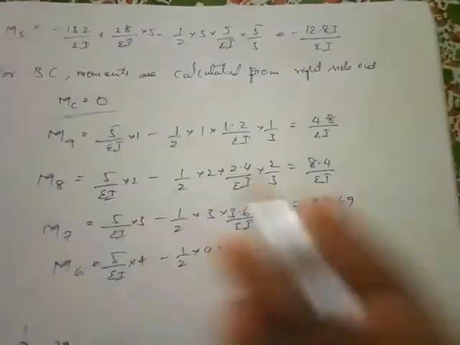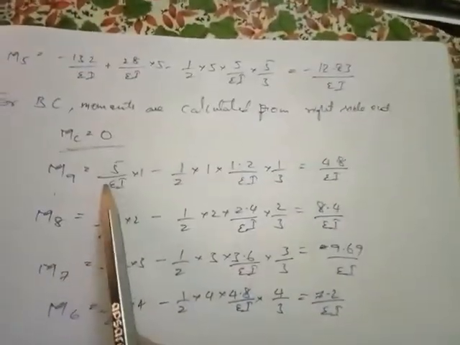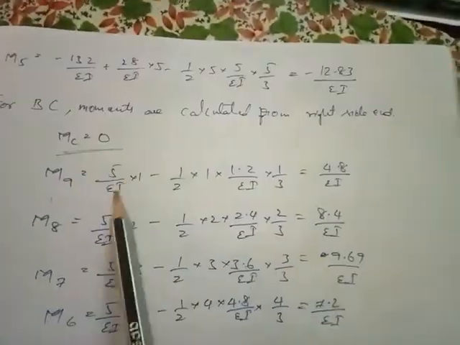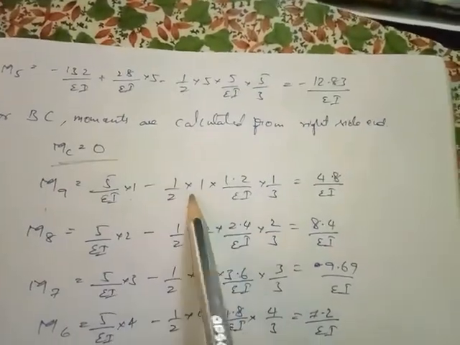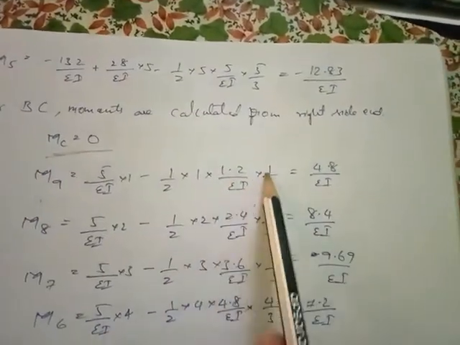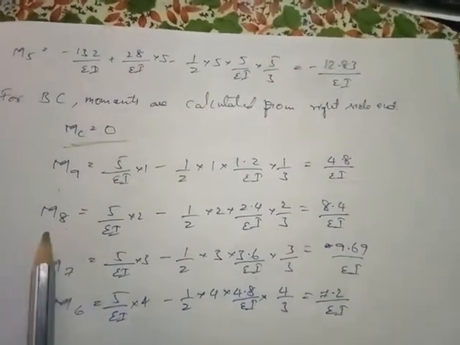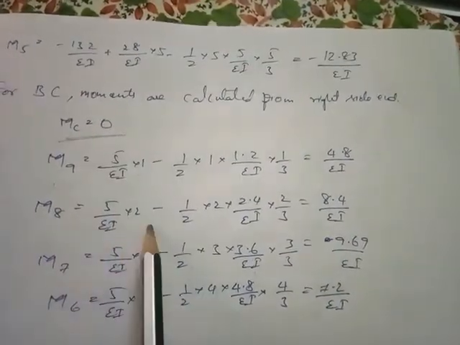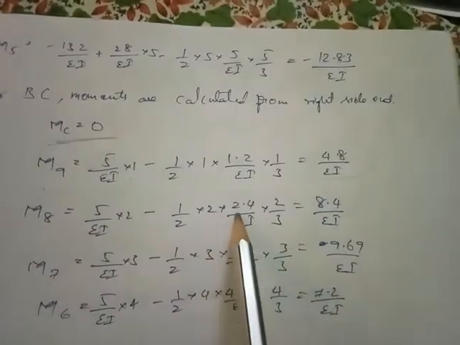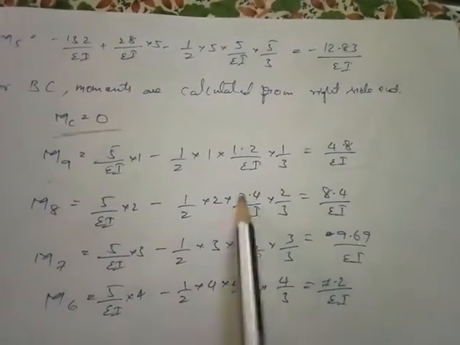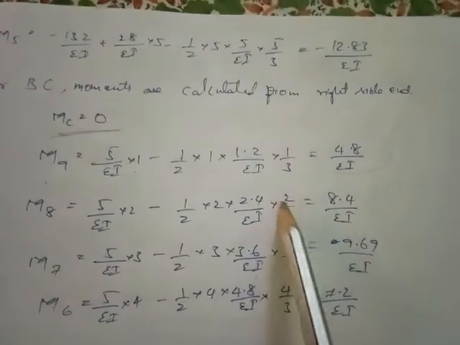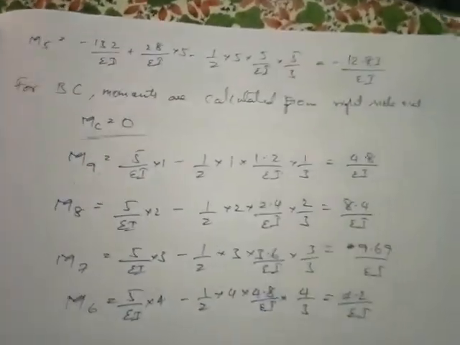From the right hand side we are coming from the support side, that is 5 by A into 1 minus 1 by 2 into 1 into 1.2 by A into 1 by 3. This will give us 4.8 by A. M8 is equal to 5 by A into 2 minus 1 by 2 into 2 into 2.4 is the load at the second ordinate into 2 meters at the second ordinate.